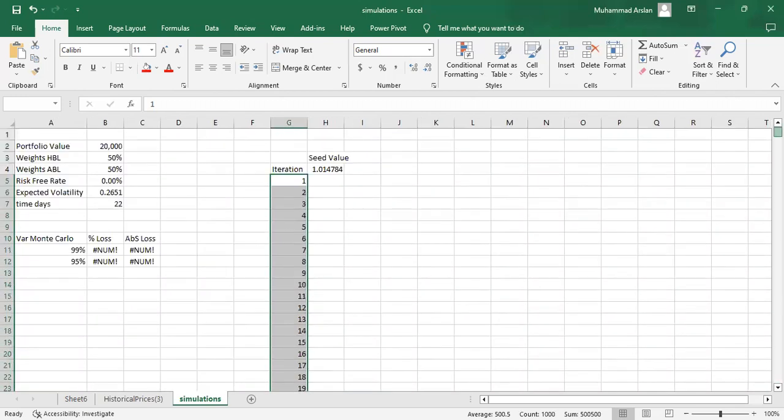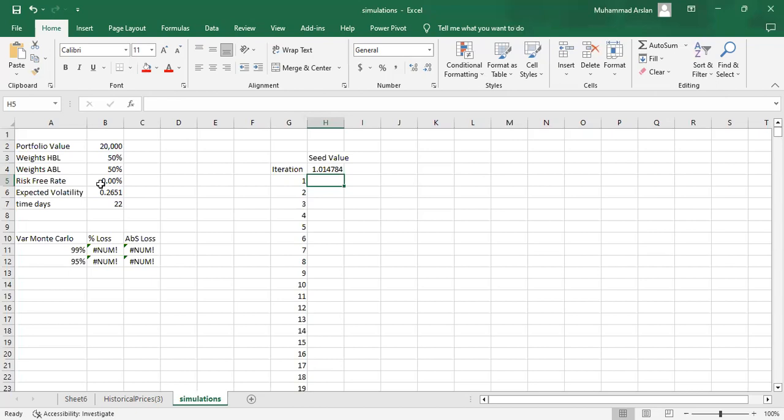Okay, and the next step is how to generate these random numbers. In the previous example, we mentioned the portfolio value: we have a portfolio of 20,000. The weights for the portfolio are HBL 50,000 and ABL 50,000. The risk-free rate, in this case, we are assuming is 0%.